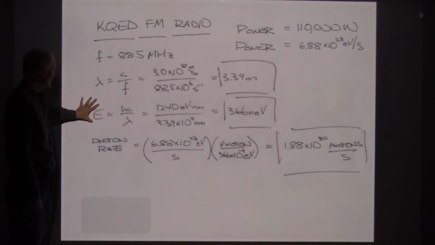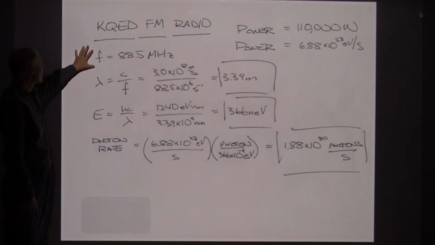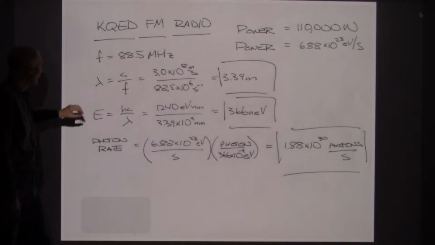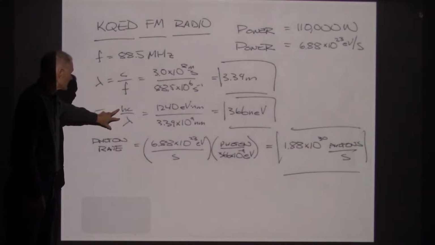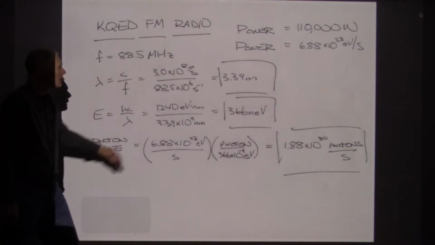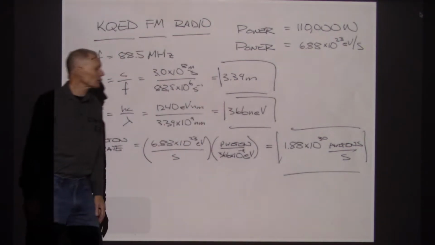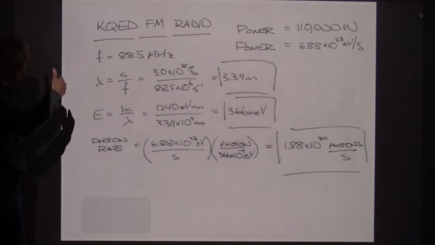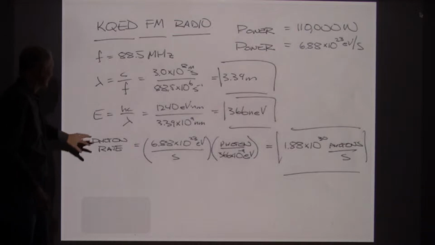And I can relate that to the energies of the photons. So the frequencies and wavelengths can be expressed in terms of energy. And so if I'm given this information, I can solve for the energy of the photons. The photons that KQED radiates have an energy of 366 nano eV. They're in the radio part of the spectrum. They're pretty low energy photons.